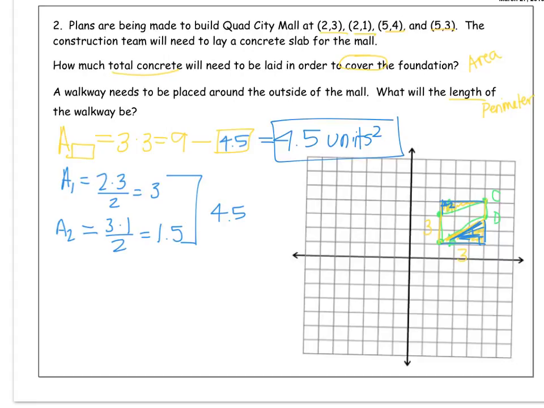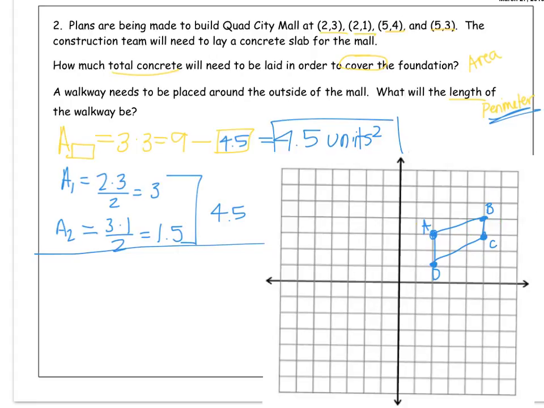Alright, so then the next thing it's asking is about the walkway. So we said that's perimeter. So I need to find the length of each side. Well, there are two sides that are going to be nice and easy to find, and they are this side right here and this side right here because they're right on the grid. So I'm going to clean this up a little bit. Alright, so the length of AD is nice and easy. It's 2. And the length of BC is nice and easy. I can see it's 1.